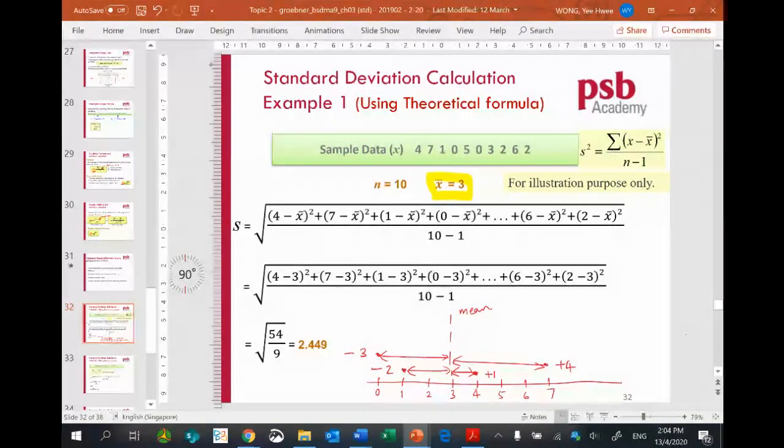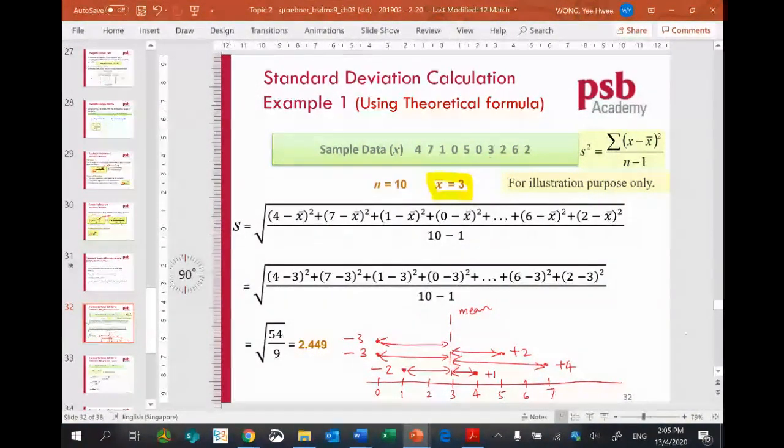How far is 5? 5 is 2 steps to the right. Okay, where are we? 1, 2, 3, 4, 5. 0. Another 0 here. 3 steps to the left.